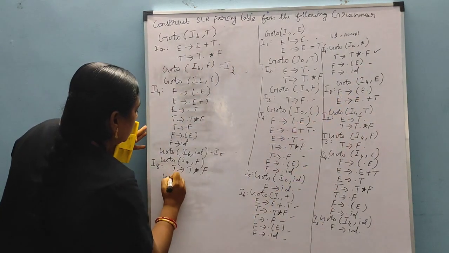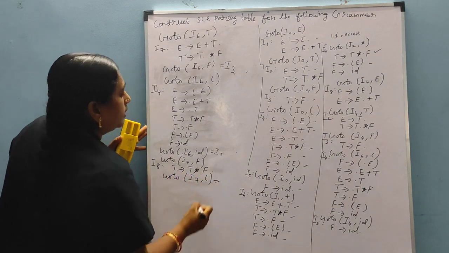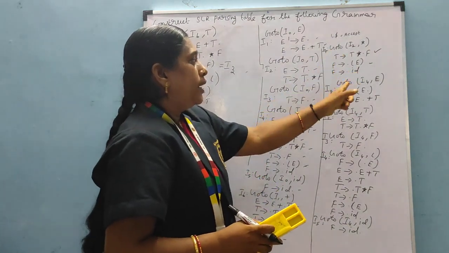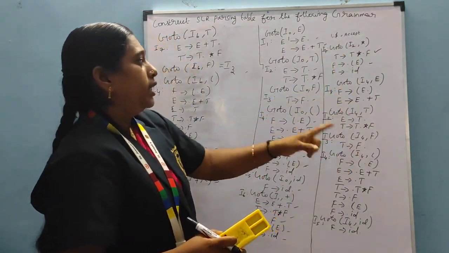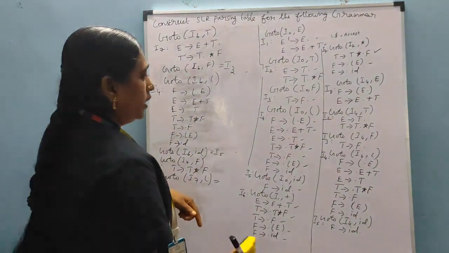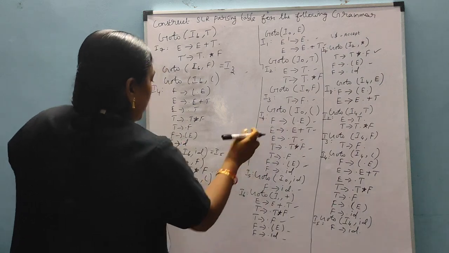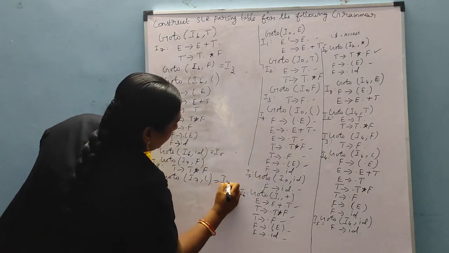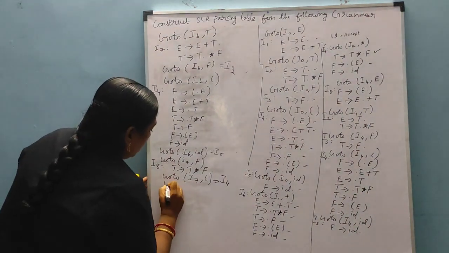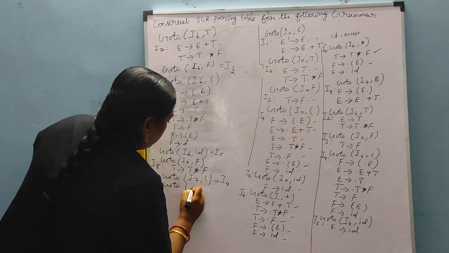So go to I7 comma open bracket. Which state does that reflect? If I am moving this one, F tends to open bracket dot E close bracket. Dot E means we have to add the E production. E tends to E plus T, E tends to T. So again which one does it reflect? I4 state. So I am writing I4 state directly. Okay, so next one, go to I7 comma ID.